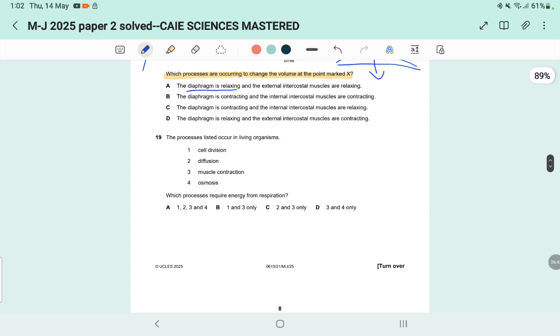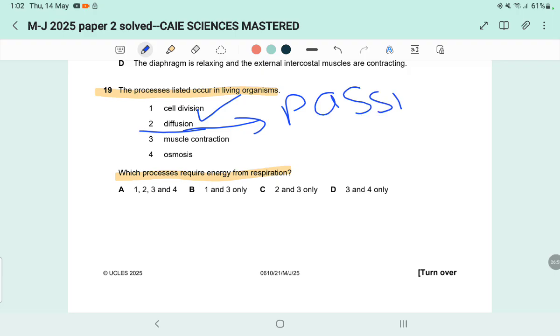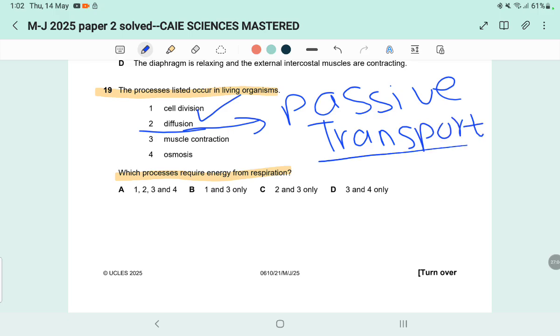Okay, now moving on to the next part, he's saying here, the processes listed occur in living organisms. Which processes require energy from respiration? Basically, cell division requires energy. Diffusion, no, because it's a passive transport. Let us write it here for you to know: it's a passive transport. It's not something like active transport or maybe exocytosis in your AS levels. I'm just telling you extra information.